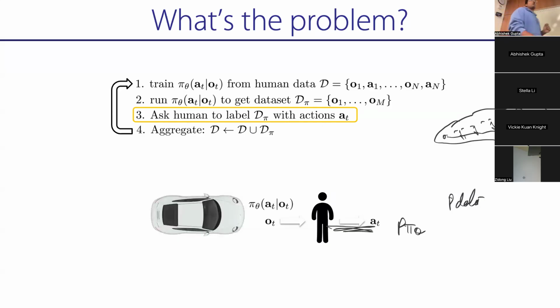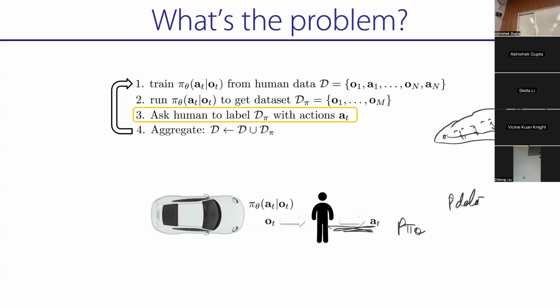Does anyone remember what's wrong with it? Like what makes this hard to apply to real systems? Yes, right. So it's expensive because the human needs to label the data. And the second is the same issue that we had with reverse scale, right?